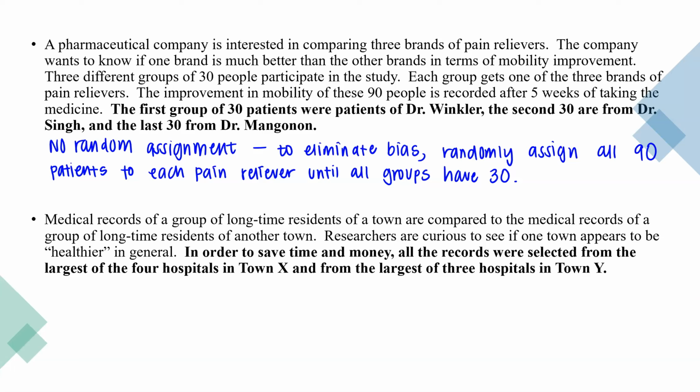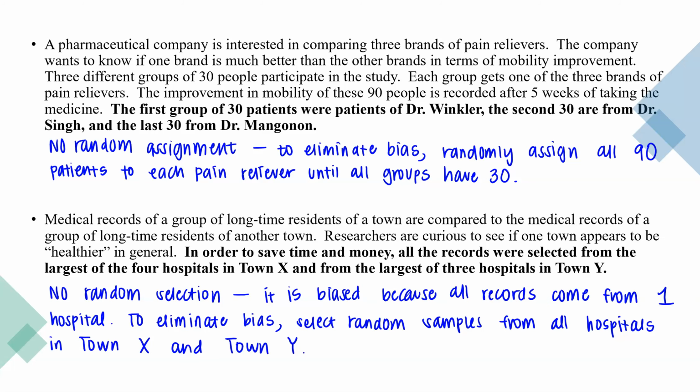In example 2, we were comparing the medical records of 2 different towns. The additional information: in order to save time and money, all of the records were selected from the largest of the 4 hospitals in town X and from the largest of 3 hospitals in town Y. So of the 7 hospitals, we are only looking at records from the 2 largest hospitals. This clearly has bias as well. This one has no random selection taking place. We are selecting it specifically from one particular hospital in each town. In order to eliminate this bias, we must randomly select samples from all the hospitals in town X and town Y.